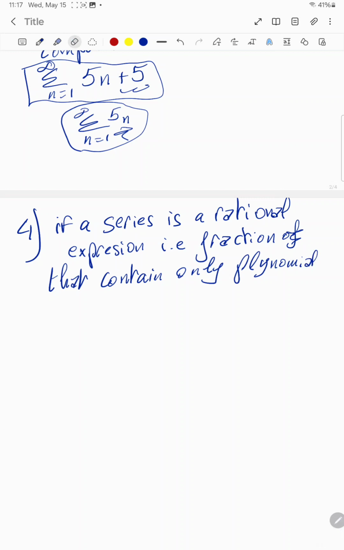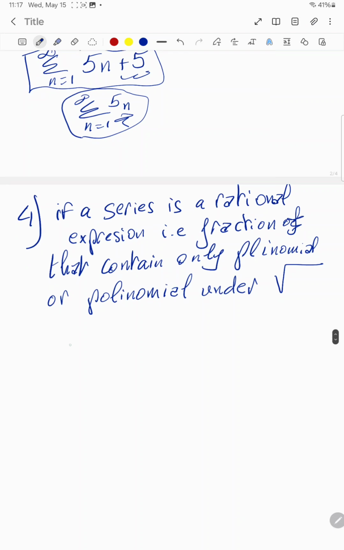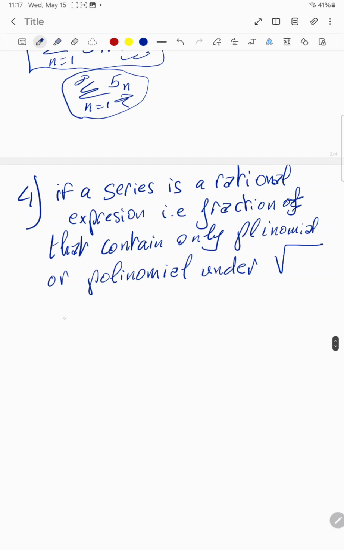Polynomial with an I, not a Y, or polynomial under a root. For that kind of series, we do the comparison or the limit comparison test, as seen before. We do the comparison or limit comparison.